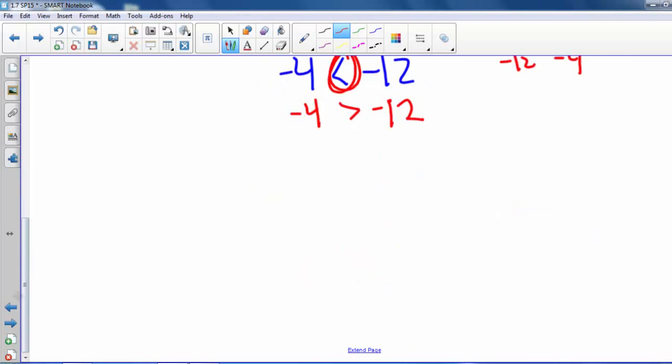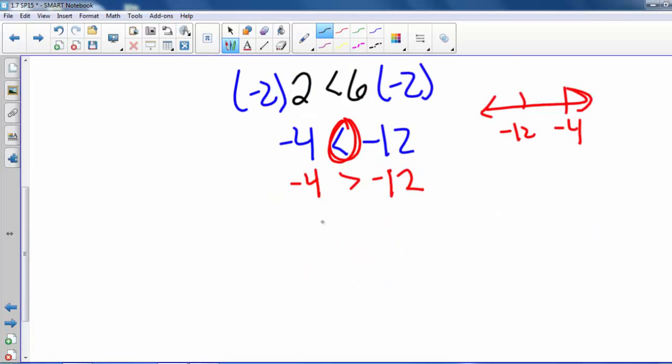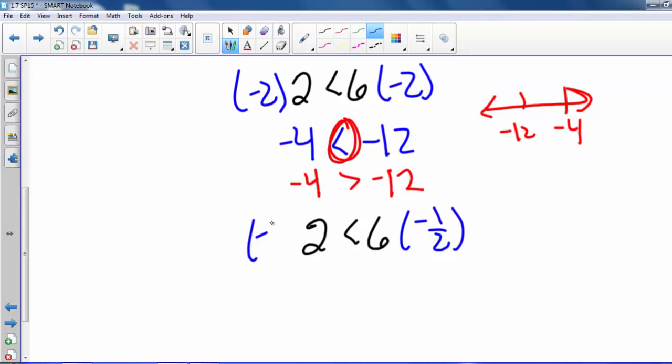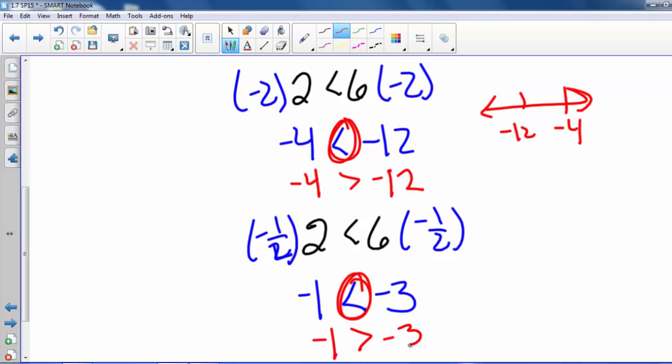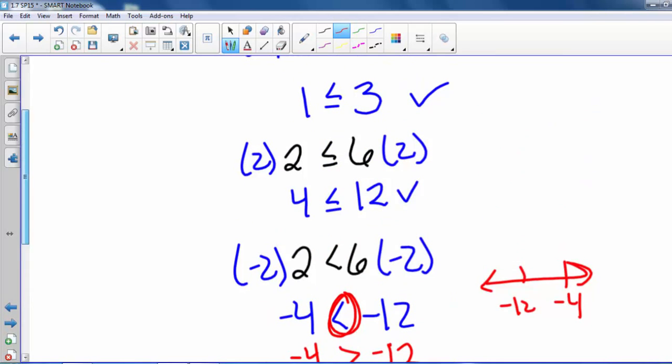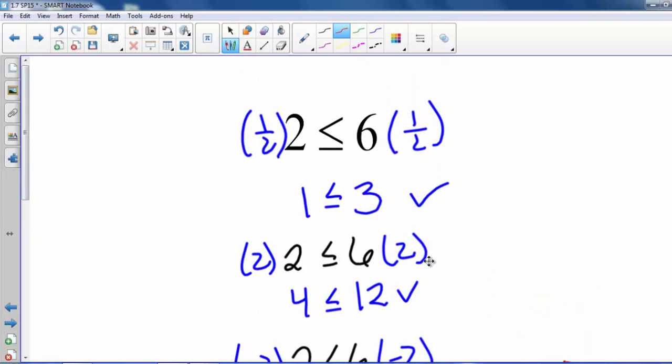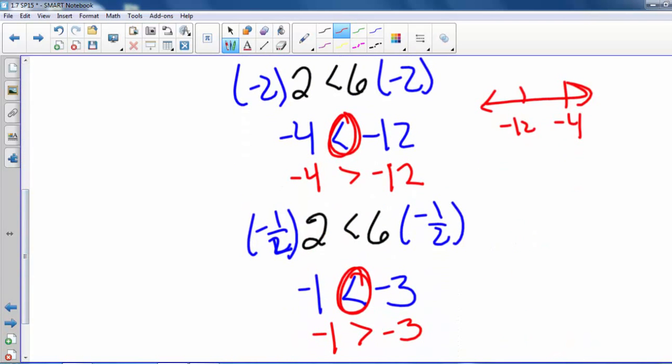And similarly, if we have 2 is less than 6 and we multiply each side by -1/2, then we get -1 is less than -3, which is not true. Again, we have to switch this sign. -1 is greater than -3. So if we multiply or divide by a positive number, then that's fine. But if we multiply or divide by a negative number, we don't get an equivalent statement. We have to switch our inequality sign.